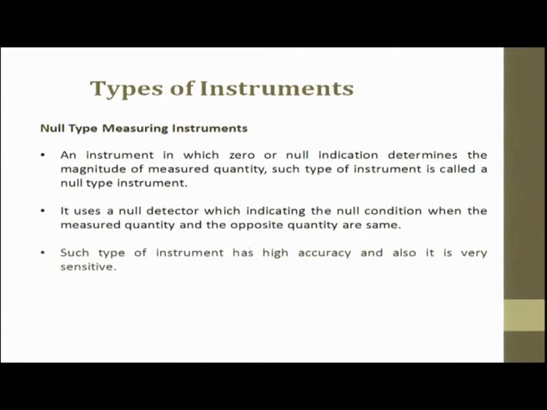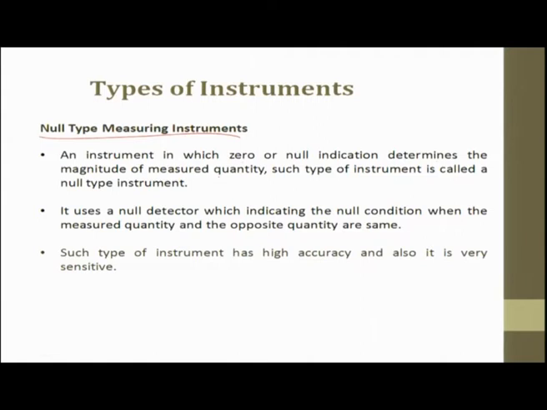The other type of classification in analog instruments is the null type measurement instrument. In null type, the word null itself says it has something to be related to 0. An instrument in which 0 or null indication determines the magnitude of the measured quantity is called a null type instrument. So, I repeat, an instrument in which 0 or null indication determines the magnitude of the measured quantity.